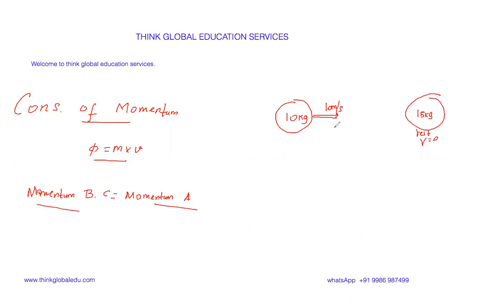So this condition is before collision. After collision, both the objects stick together. This is 10, this is 15, and they move with the velocity v after collision. Now, we want to find what v after collision is. We can use the law of conservation of momentum, as there are no external forces acting in the system, and in this system there are only two objects. The first object has mass 10 kilograms, the second object has mass 15 kilograms.